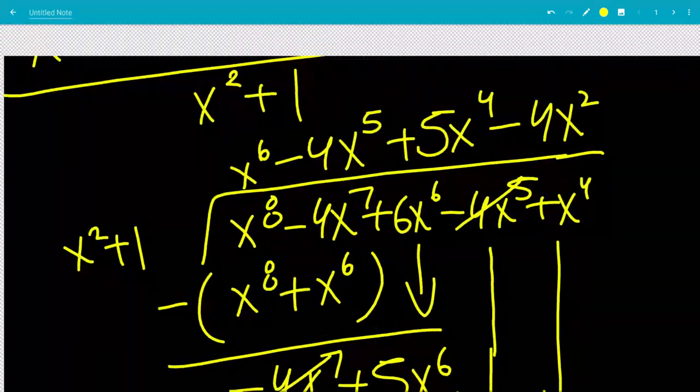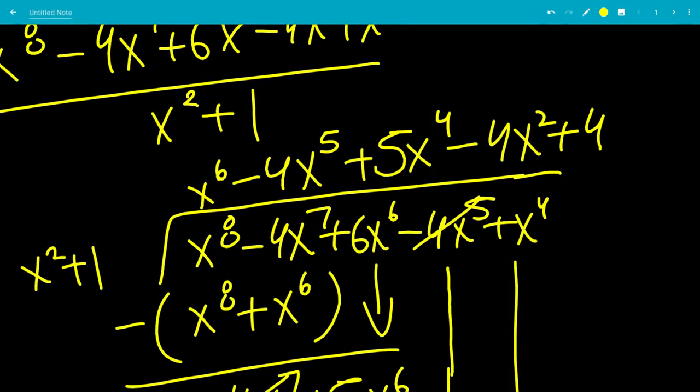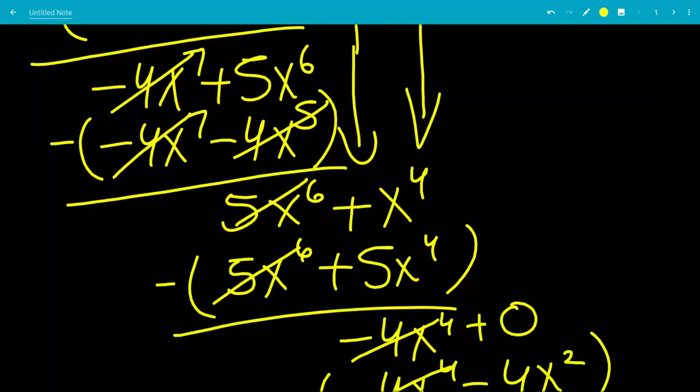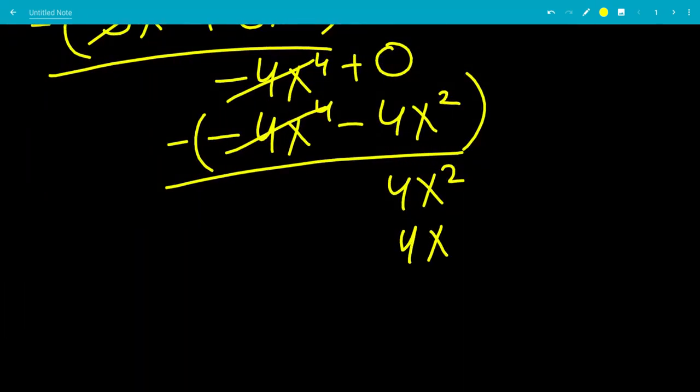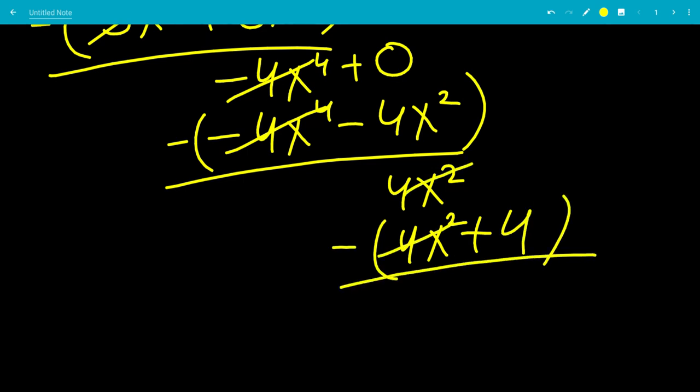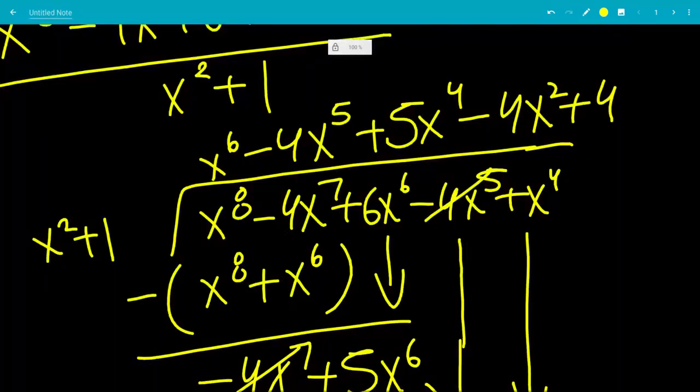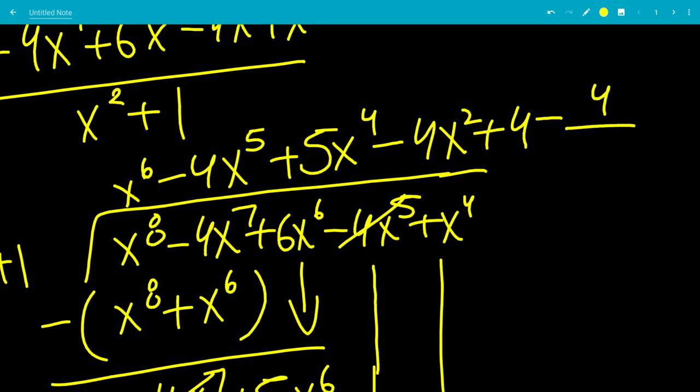So you have to basically add 4. So 4 times x squared is 4x squared. Multiply that in, so you get 4x squared plus 4, just 4 because it's plus 1. Minus minus, this will cancel, leaving us with minus 4. So what do we do with the minus 4? Well, it's all going to be over x squared plus 1, because that's the same denominator as before. So it's minus 4 all over x squared plus 1.